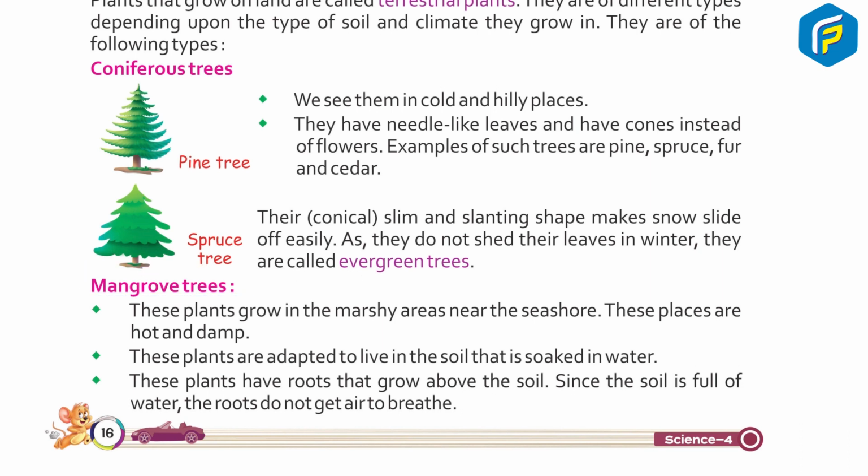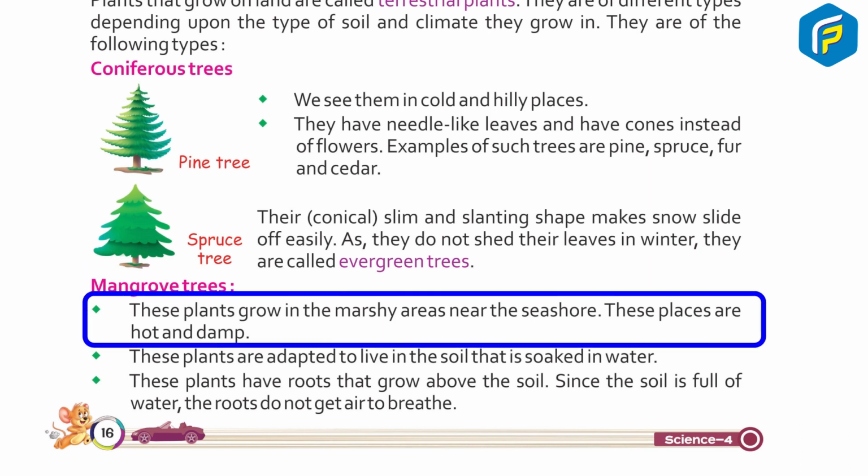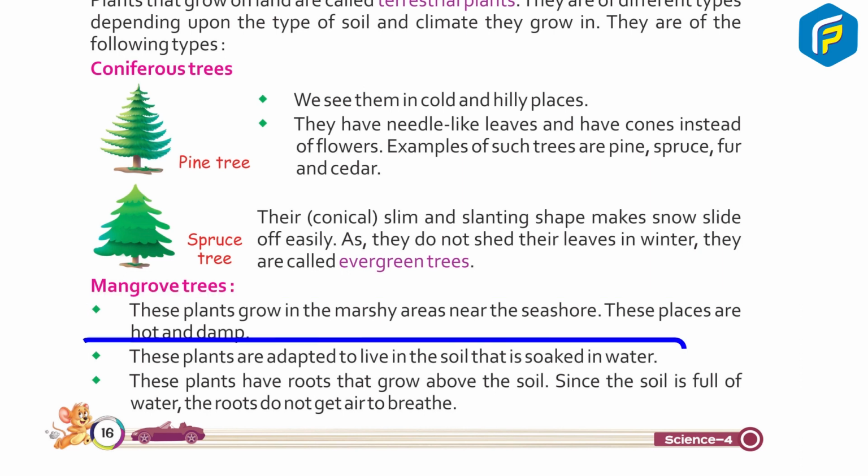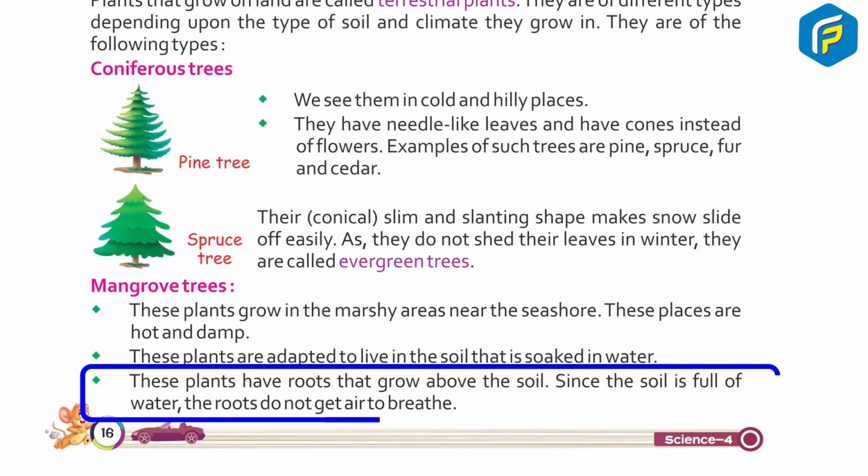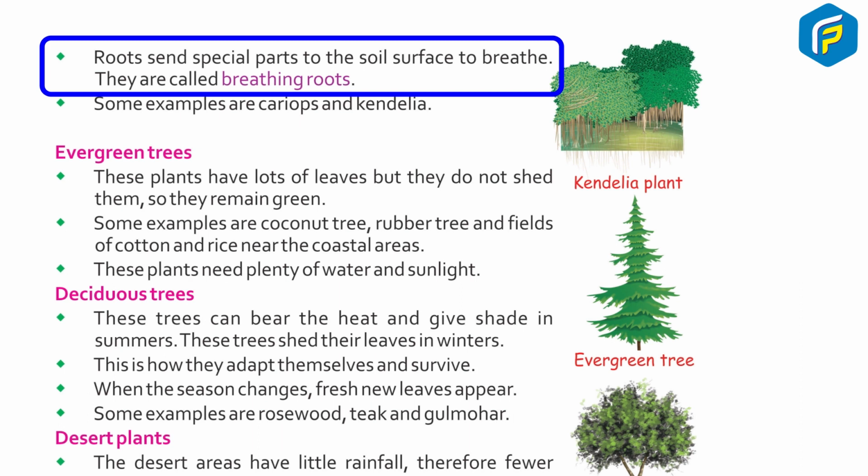Mangrove trees. These plants grow in the marshy areas near the seashore. These places are hot and damp. These plants are adapted to live in the soil that is soaked in water. These plants have roots that grow above the soil. Since the soil is full of water, the roots do not get air to breathe. Roots send special parts above the soil surface to breathe. They are called breathing roots.